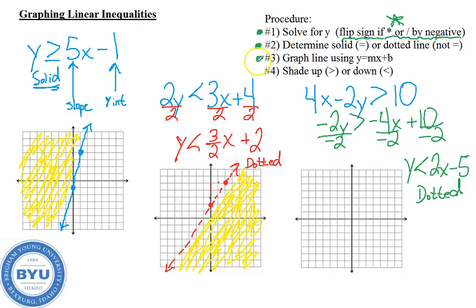I'm going to graph by finding my y-intercept, which is -5. That's right here. And my slope is 2. So I'm going to go up 2 over 1. My last step is to connect these with a dotted line. And because it's less than, we're going to shade down underneath.